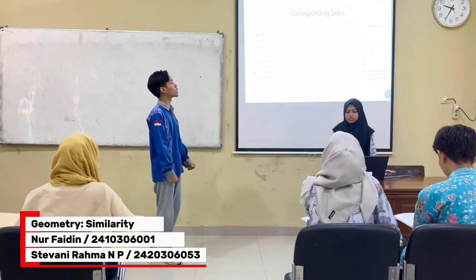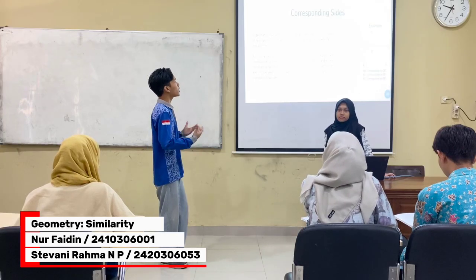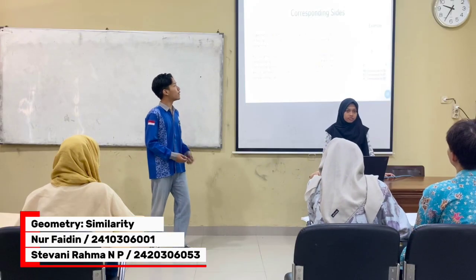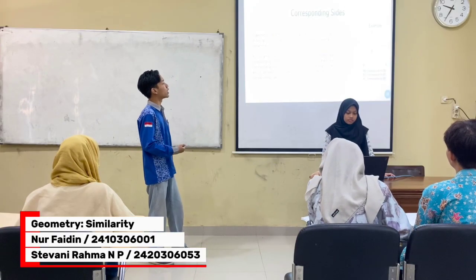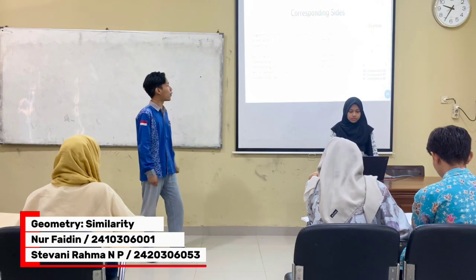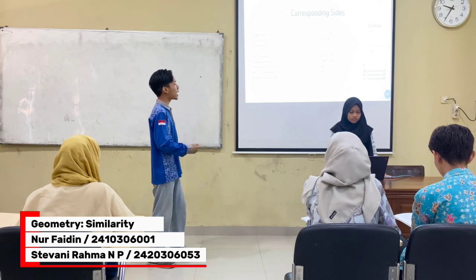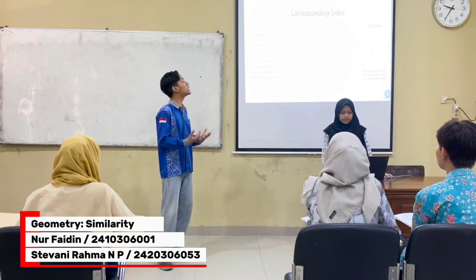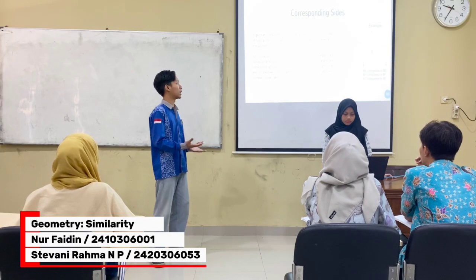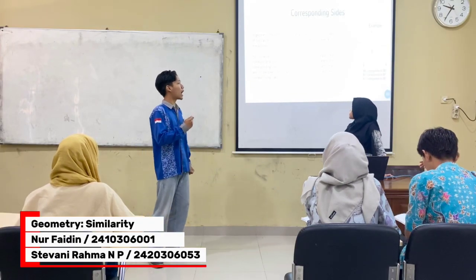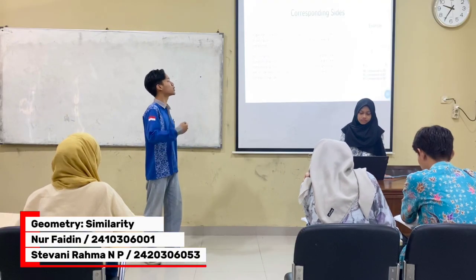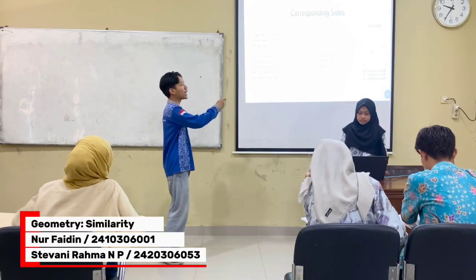Next, corresponding sides. In geometry, the term corresponding sides refers to the sides of two figures that match or correspond relatively speaking to one another. For instance, the two longest sides of two triangles are corresponding sides. The two shortest sides of two triangles are corresponding sides. And the two sides that have lengths in between the longest and the shortest side are also corresponding sides. Look at the example.